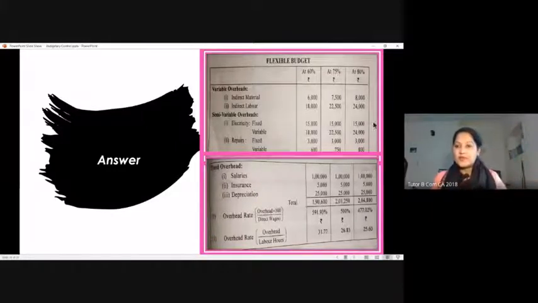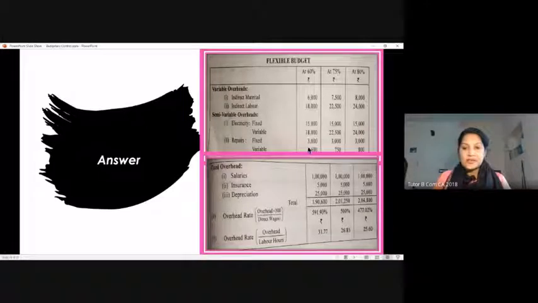We are given 22,500, and we found it out for 75%, but we can easily find out for 60% and 80% from that. Now how do we find out? 22,500 by 75 into, if it is for 60%, it will be 60. If it is for 80%, it will be multiplied by 80. Okay. Same case for repairs.